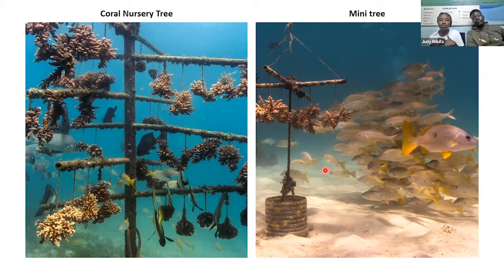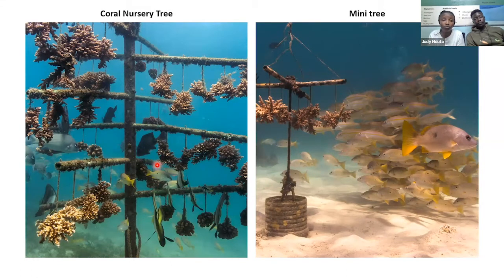So the mini trees, mostly we use them for experiments. So an example of an experiment is the depth gradient experiment. So what you're trying to see with the depth gradient experiment is the coral growth and survival of different coral species under different depth. So we place these mini trees in different depth in our channel.